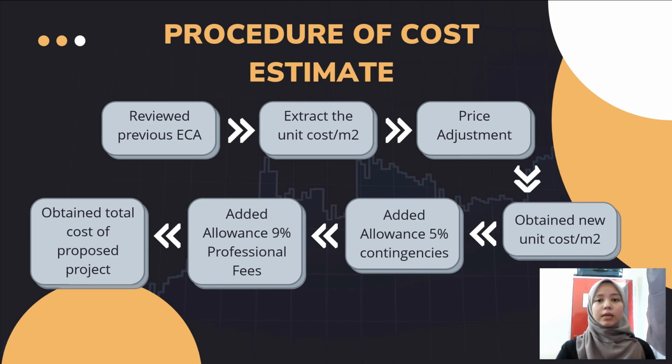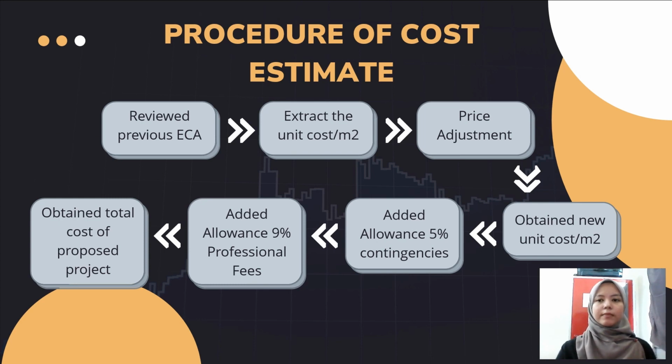The cost was estimated based on the unit cost per meter square obtained from a previous elemental cost analysis, or ECA, with a similar nature to the proposed project. However, before estimating the cost, the unit cost per meter square needs to be adjusted to the current year, which is 2022, and the current location, which is Johor Bahru. The price adjustment must be done to ensure that the unit cost per meter square is appropriate and suitable to use when making the cost estimate for the proposed project.